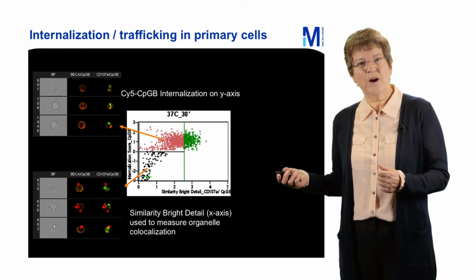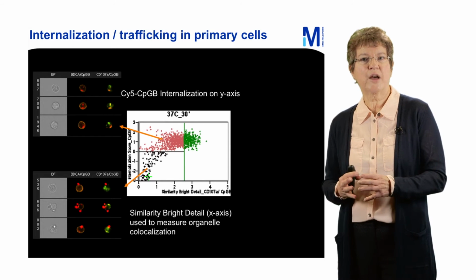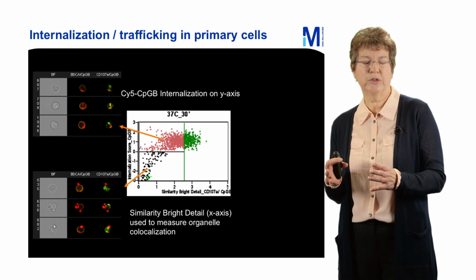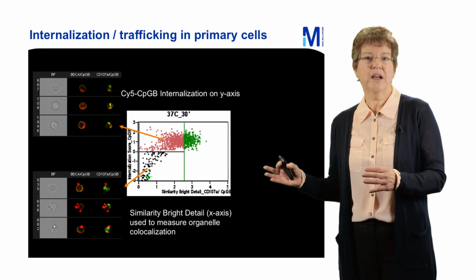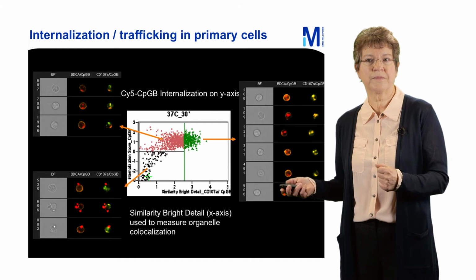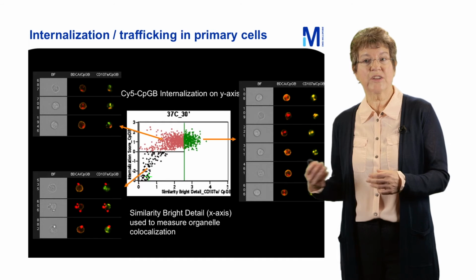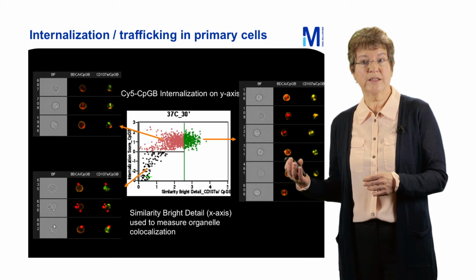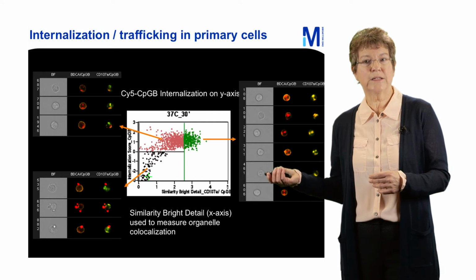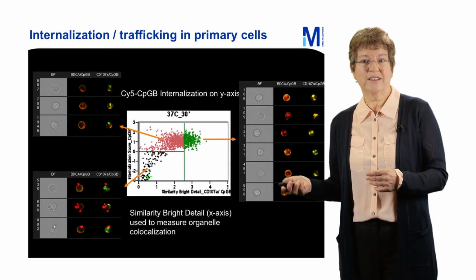In the upper left quadrant, you can see that now the CpG molecule has entered the cell. It's inside that ring of the BDCA positive stained cells, the plasmacytoid dendritic cells, but it has not yet colocalized to the organelles, the lysosomes in this case. And then in the upper right, you can see that now the CpGs actually entered into the lysosomes, and there's an overlay, and there's a very high bright detail similarity score for these cells.